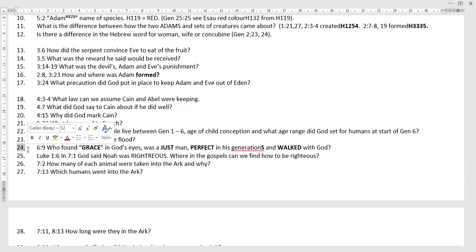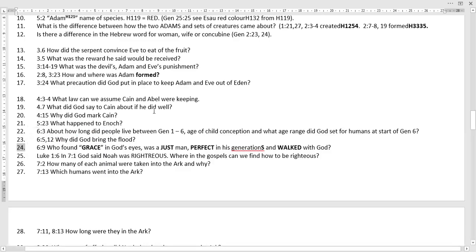25. In chapter 7:1, God said Noah was righteous. Where in the gospel can we find how to be righteous? Okay, so let me first read you Genesis chapter 7, verse 1. And the Lord said unto Noah, come thou and all thy house into the ark. So where am I supposed to be? Did I say 6:9? 6:9. These are the generations of Noah. Noah was a just man and perfect in his generation, and Noah walked with God.